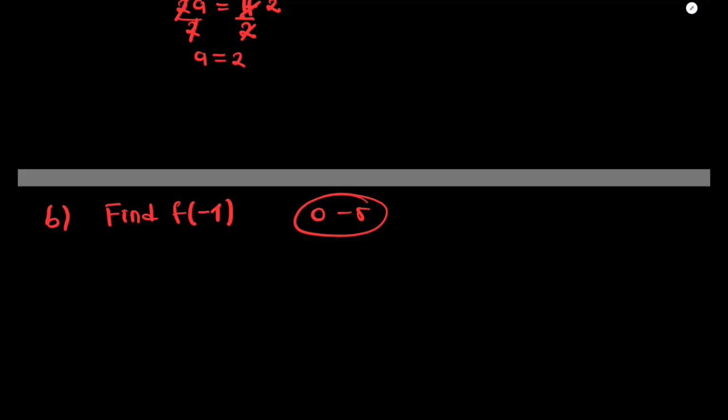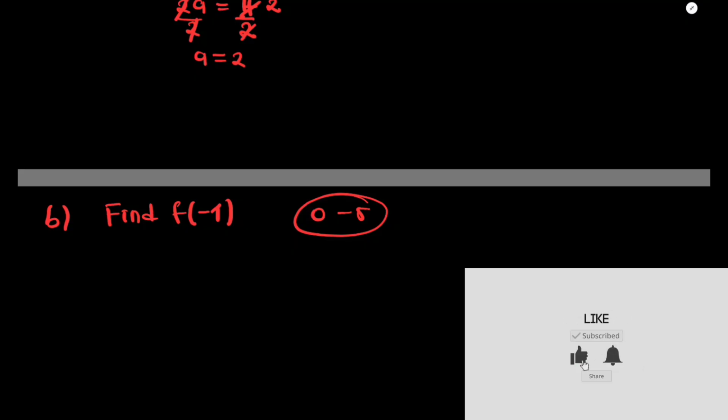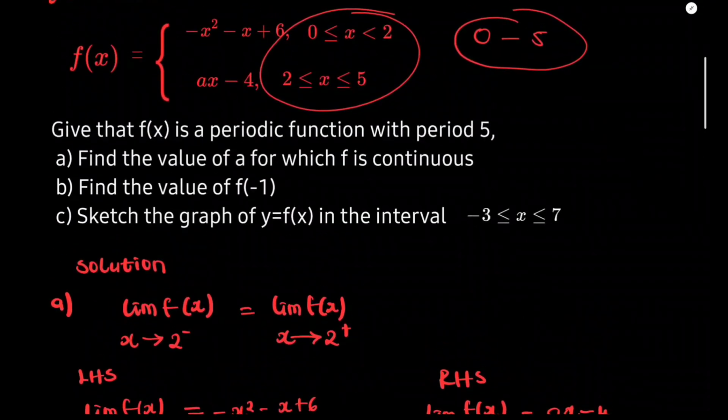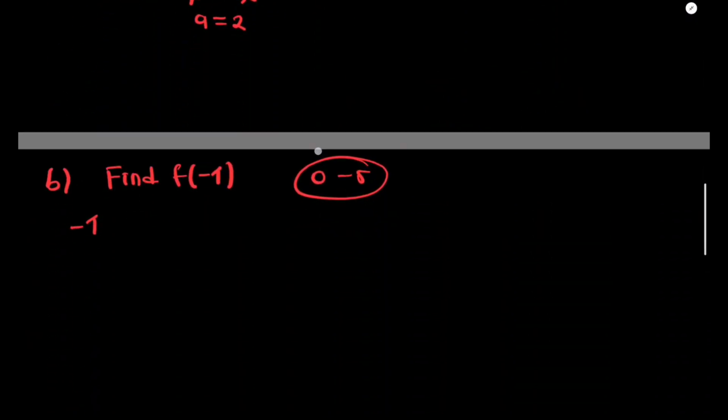So we are to solve it in order to have something which will be in the range. To have that, we have to add 5 to minus 1, because remember our period is 5. So we are going to add 5 to minus 1 until we have a value which is in the range 0 to 5. So let's go.